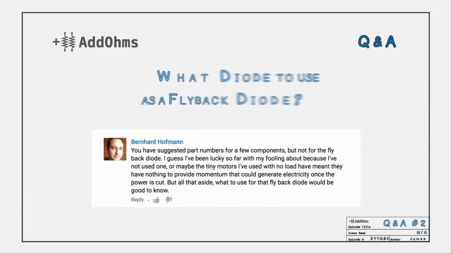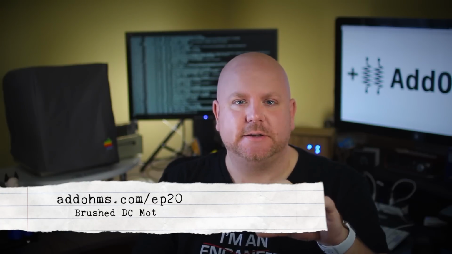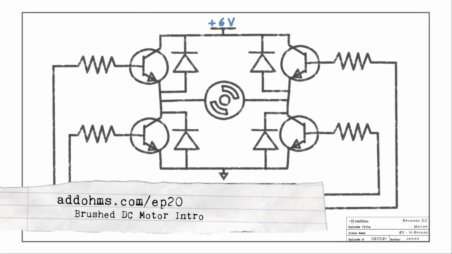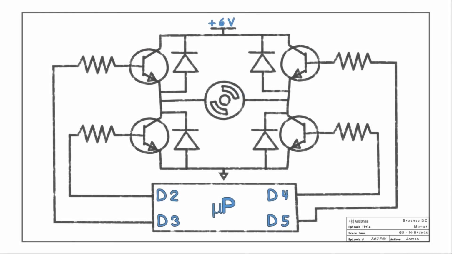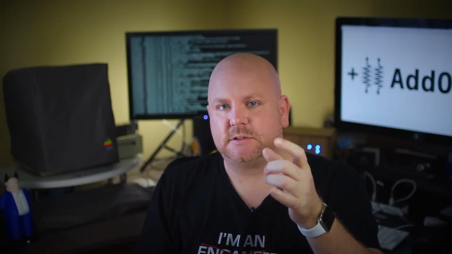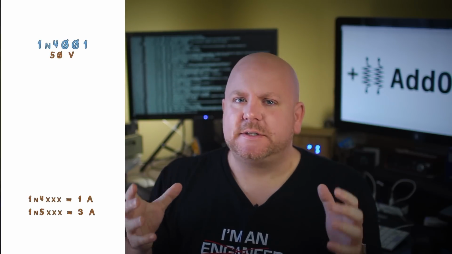So Bernhard asks, how do you know how to pick the value of a flyback diode? In the motor video, when I drew both the discrete transistor and the discrete H-bridge, I threw protection diodes in the circuit, but I didn't mention which diode to use. Typically, if you're doing a hobby project or using these small hobby motors, the common diode to use is the 1N4001.